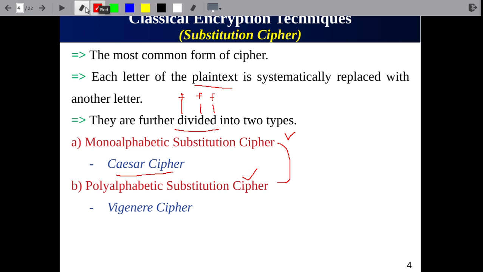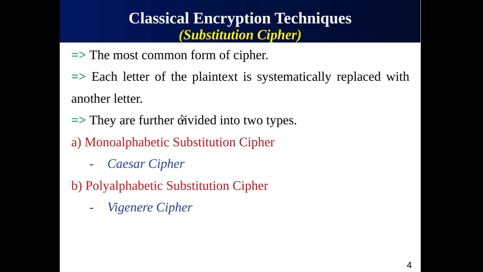So if you want to encrypt this word by using polyalphabetic substitution cipher, then here maybe you replace D with F, but later on maybe you replace D with G, and for the third time maybe you replace it with H. Now if you are using different letters for the same letter in order to convert it into ciphertext, then such a technique is known as polyalphabetic substitution cipher.